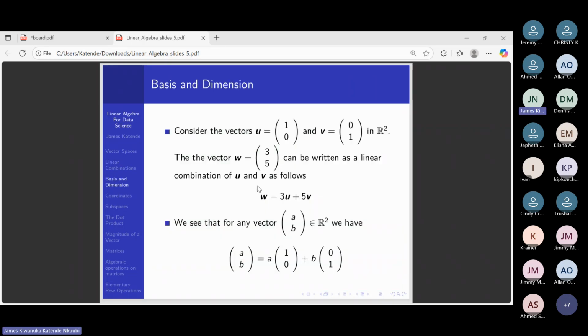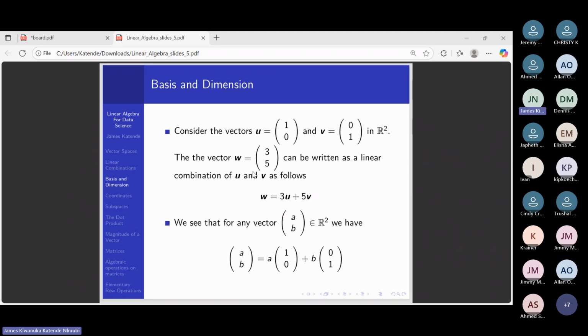So the next concept that we are going to work with is this concept of basis and dimension. So we'll start with, let's pick these two vectors. There are the two vectors. The first one we'll call U, the second one V. So this is (1, 0) and (0, 1) in R2.